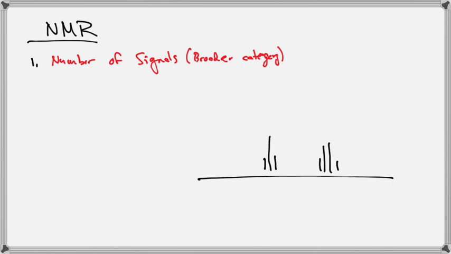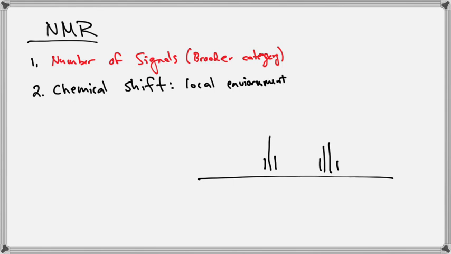Right? What comes after the number of signals? Now what we would do is move to chemical shift. Did a crap job color coding, for the record. Chemical shift tells us about the local environment. What's local? Literally, what is it connected to? And if you're wondering about what it is, not yet.